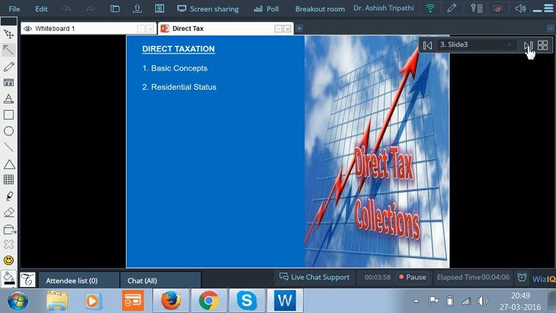Then second comes residential status. Suppose if anybody comes to you and asks you, please calculate my income tax. The first thing that you are going to ask him or her is about his or her residential status. Until and unless you know the residential status of that particular individual, you won't be able to calculate income tax. Residential status of an individual can be of two types. An individual can become either resident of India or non-resident of India.